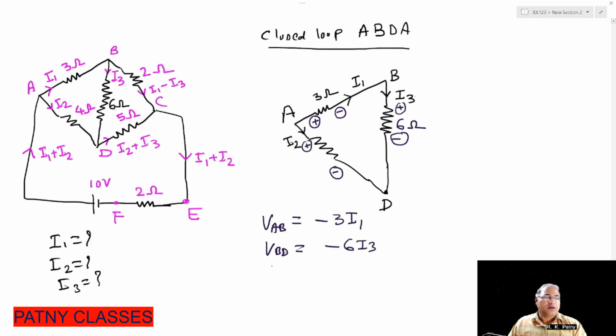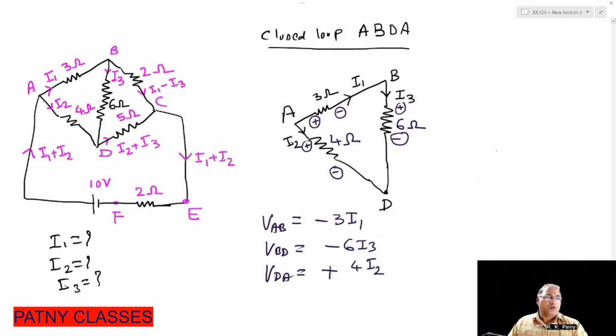And after that, you came to D here, VBD is over. Now D to A, so that is VDA. As you are moving from D to A, you are moving in the opposite direction of current, from minus to plus. Therefore, write down the plus here, and then the value of the resistor, here 4 ohms, and the current is I2. Therefore, it is 4I2.